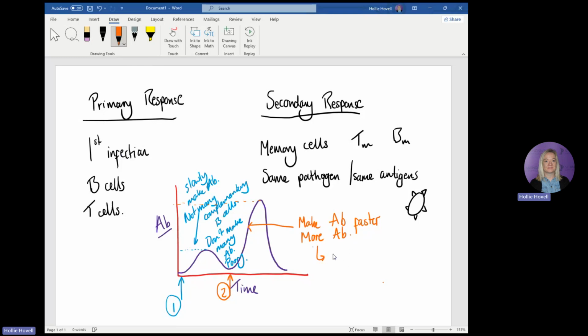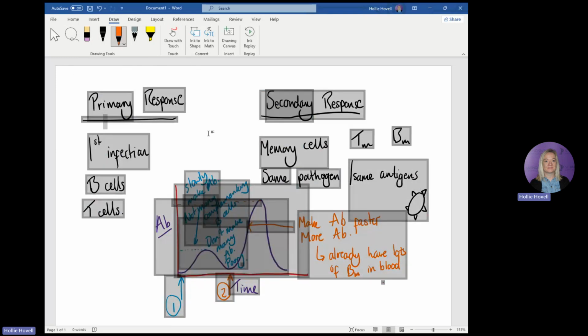And the reason for that is because you already have lots of B memory cells in the blood from your first infection, and therefore you will respond much quicker the second time. Okay. So that's what we call our primary response. That just means primary, like your first school, your primary school, your first time you're infected with that pathogen. And then your secondary response is like your second school, secondary school. It's the second time you're infected with a pathogen. And the important thing is you make antibodies faster, you make more antibodies. And the reason is because you've already got those B memory cells in your blood.